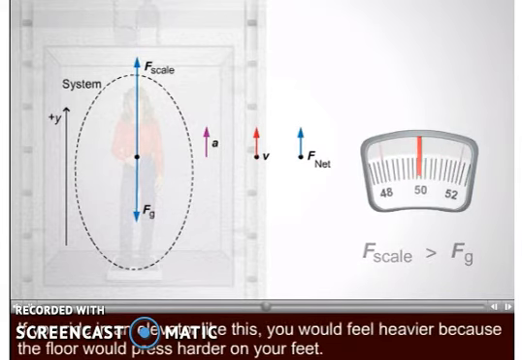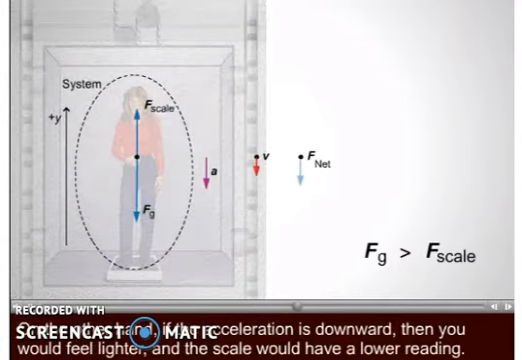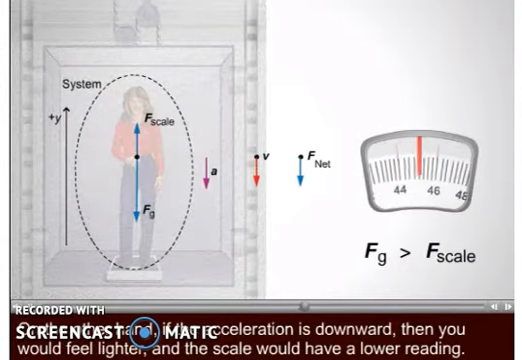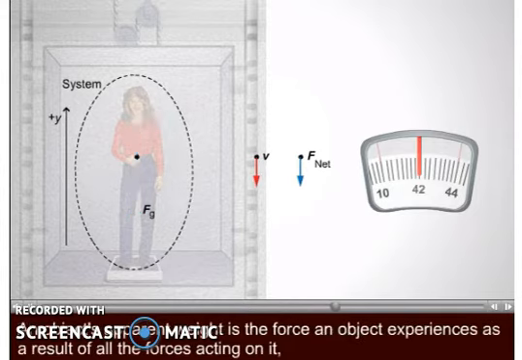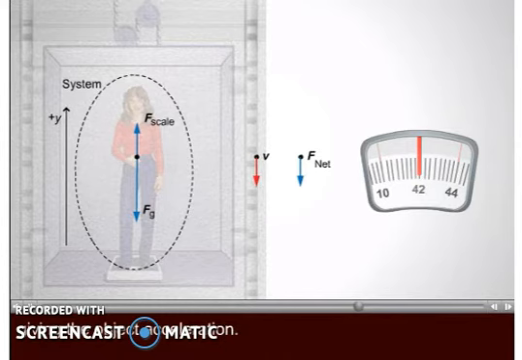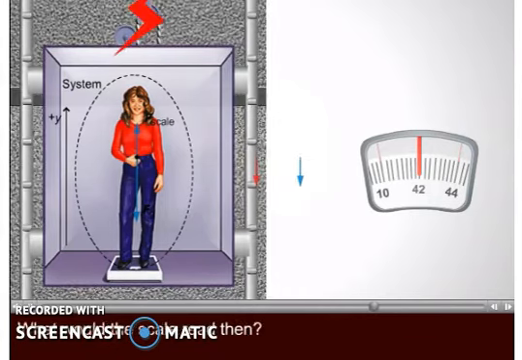If you ride in an elevator like this, you would feel heavier because the floor would press harder on your feet. On the other hand, if the acceleration is downward, then you would feel lighter, and the scale would have a lower reading. The force exerted by the scale is called the apparent weight. An object's apparent weight is the force an object experiences as a result of all the forces acting on it, giving the object acceleration. Imagine that the cable holding the elevator breaks.